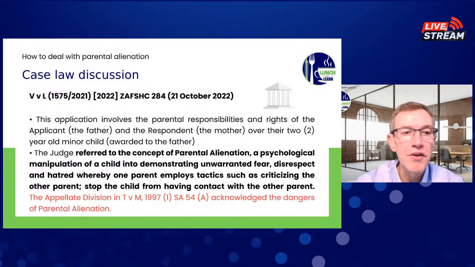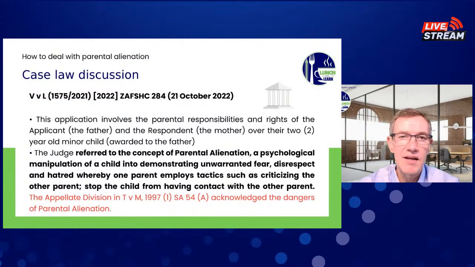Another case that is quite interesting, and I'm not going to run through all the cases because there are quite a few, is the V versus L case, which is quite a recent case that was handed down in 2022, where the application evolved around parental responsibilities and rights of the applicant and the respondent, and their two minor children. And obviously there were allegations of parental alienation.